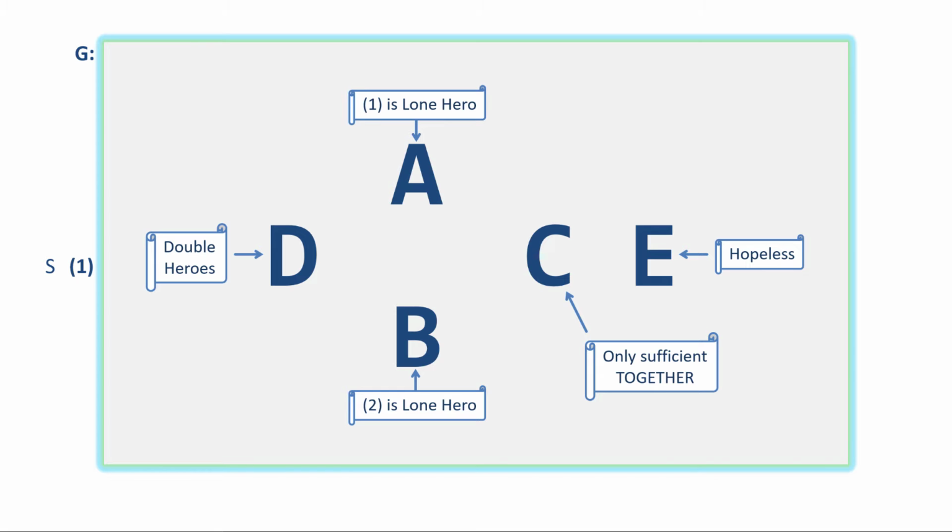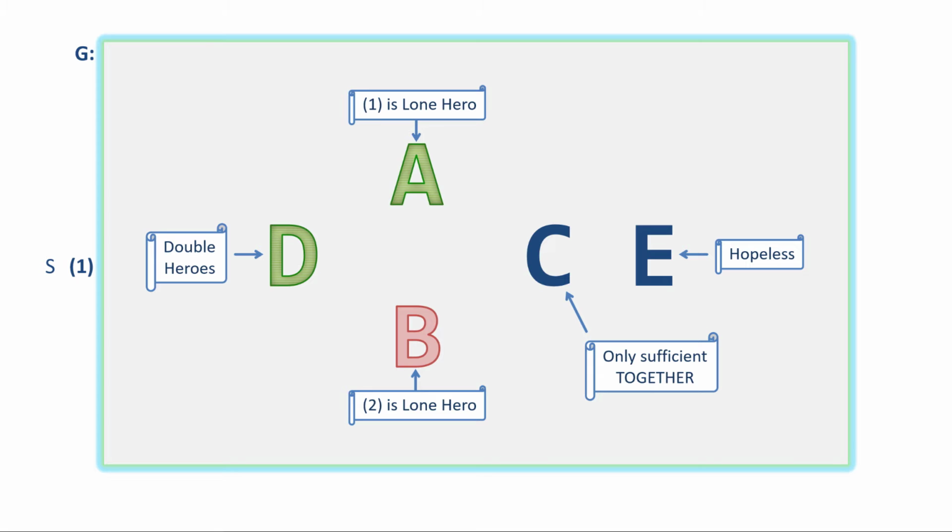Remember that in these labels, the word hero means a sufficient statement. D might be the right answer. Double heroes means each statement is sufficient. So D accepts that 1 is sufficient. A is also a possibility. Saying that 1 is the lone hero means this scenario, so A correctly asserts that 1 is sufficient. In contrast, B, C, and E are mistaken about statement 1.